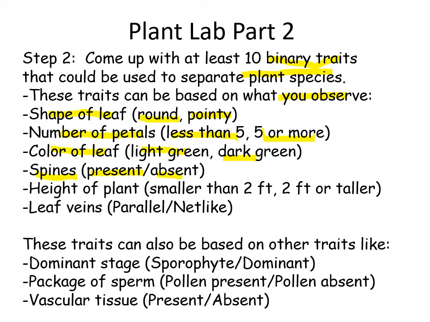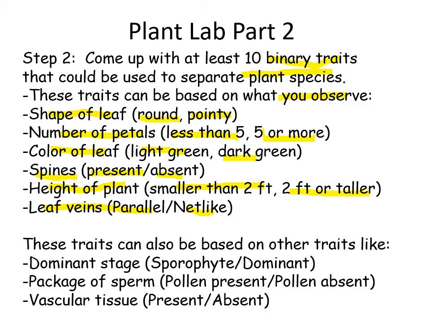Some things don't necessarily obviously lend themselves as a binary trait, but you just create it as a binary trait. So you could do the height of the plant. So is it in total size smaller than 2 feet, or is it 2 feet or taller? Are the leaf veins parallel or net-like? Those would all be traits you could observe in your 5 species that you're looking at.